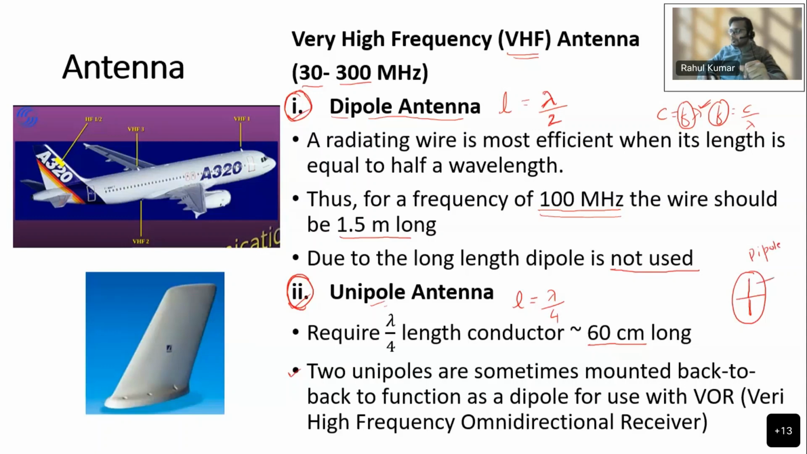So we have two unipole antennas which are mounted back to back. They together will act like a dipole antenna, and they are used for VOR navigation. VOR stands for very high frequency omnidirectional receiver. This is a type of navigation system, and we are going to study about it in the next class.